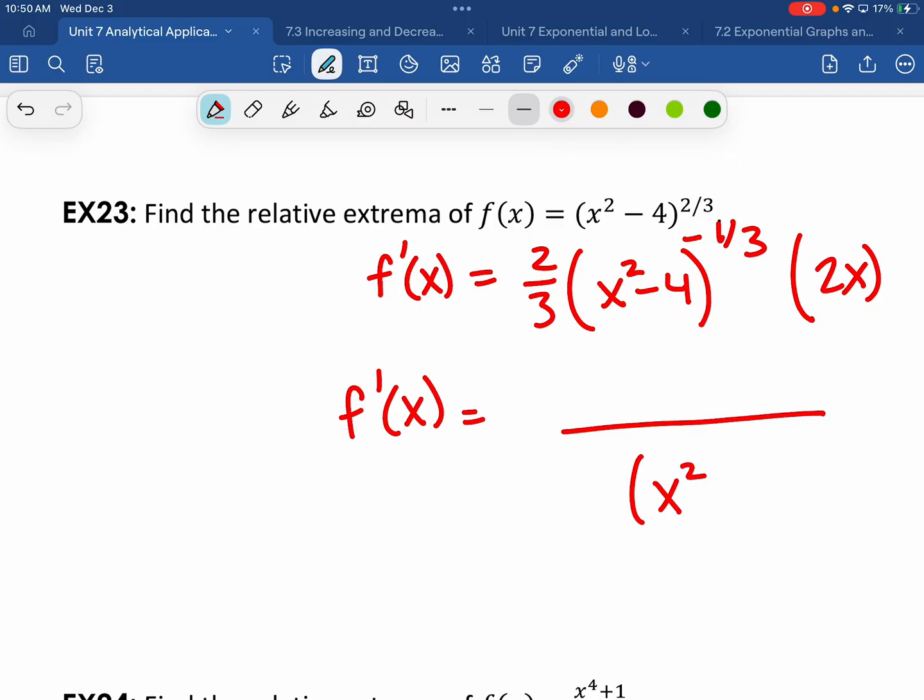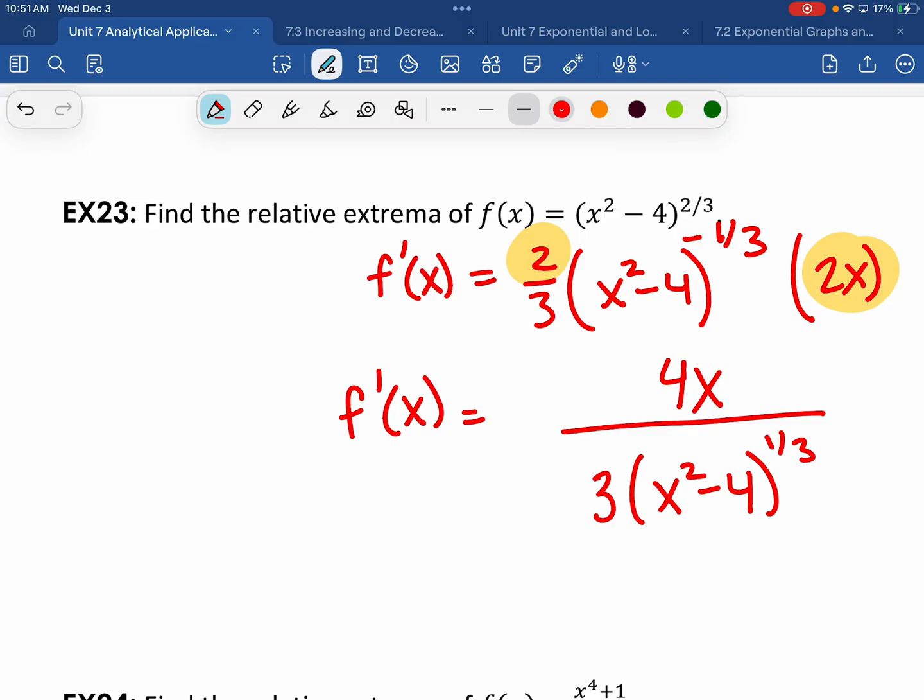All right, so I'm going to put that into a fraction. So the x squared minus 4 to the 1/3 is going to go on the bottom with the 3. And then on top, 2 times 2x is going to be 4x. All right, so the 3's on bottom. This x squared minus 4 is going to go to the bottom because that's a negative exponent, and then the 2 times the 2x, that's going to go on top.